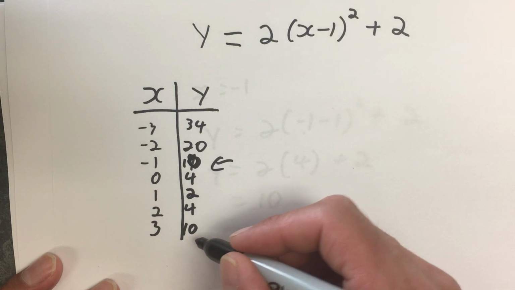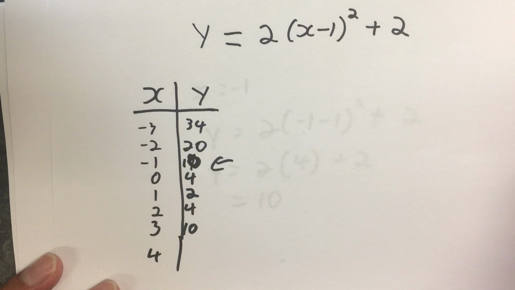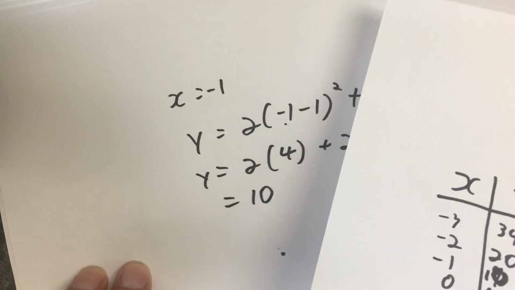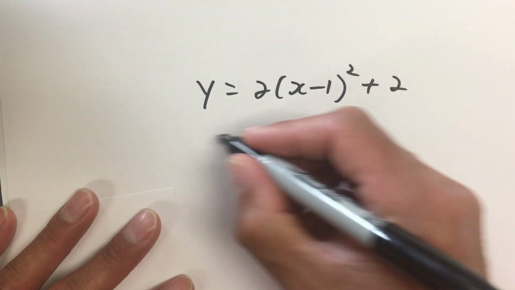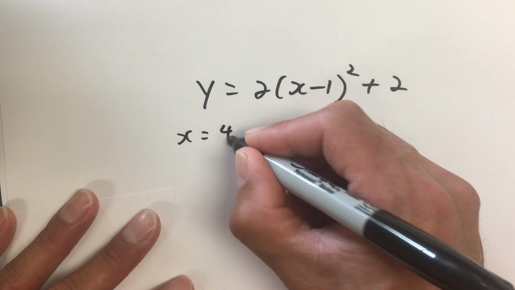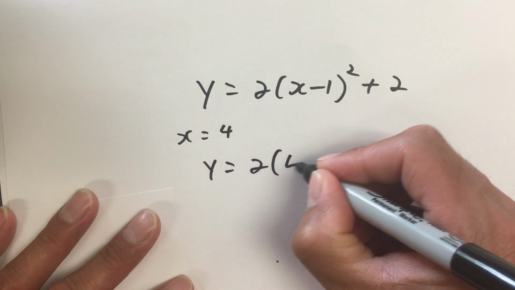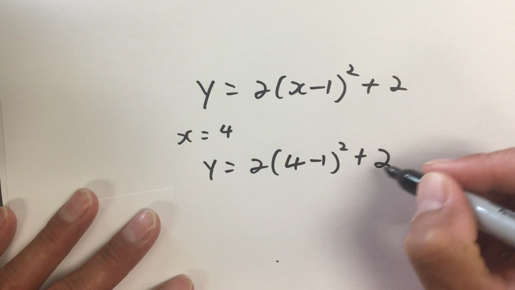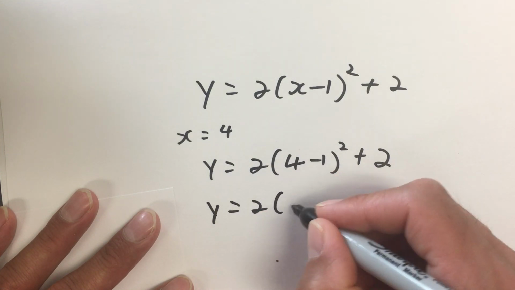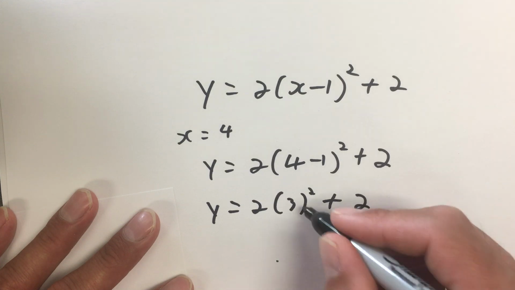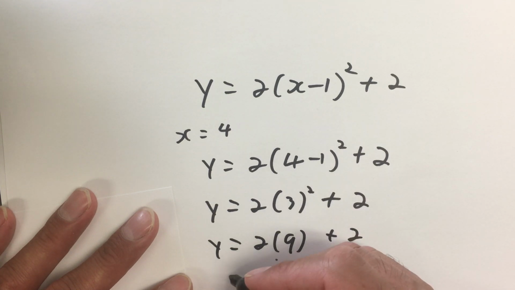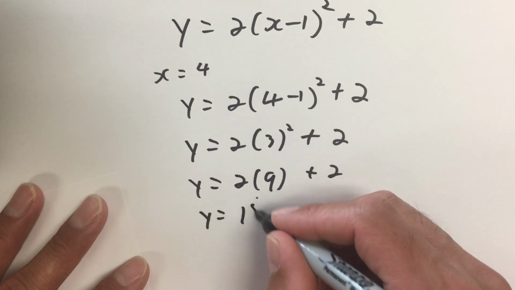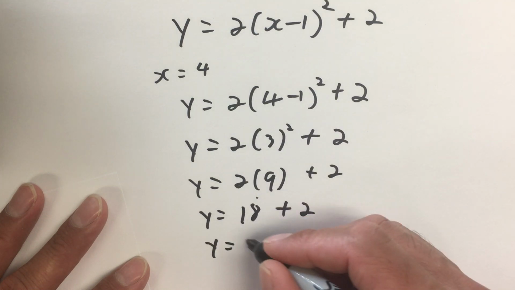If that's a 10, the next one's going to be a 20. Let's put in a 4 and see. So again, y is equal to 2 times (x minus 1) squared plus 2. And we're dealing with the case when x is equal to 4. So y is equal to 2 times (4 minus 1) squared plus 2. So y is 2 times 3 squared plus 2. 3 squared is 9. So it's 2 times 9 plus 2, making it 18 plus 2, which is 20.